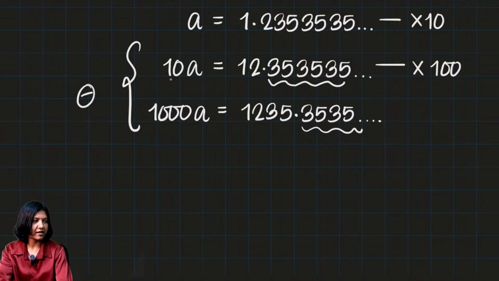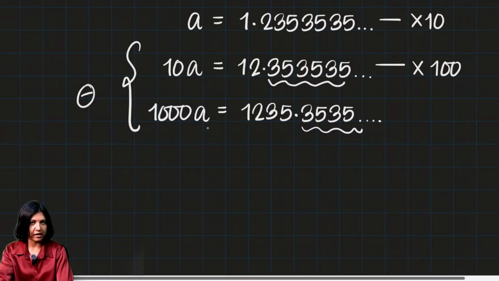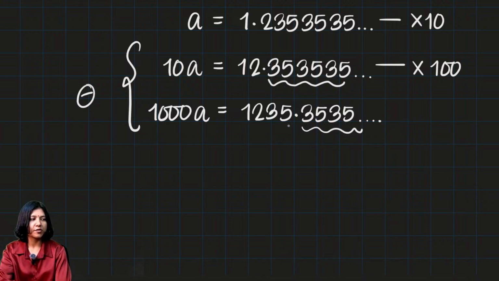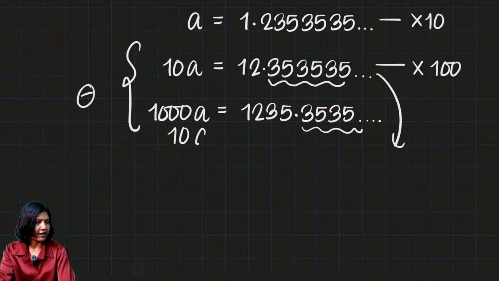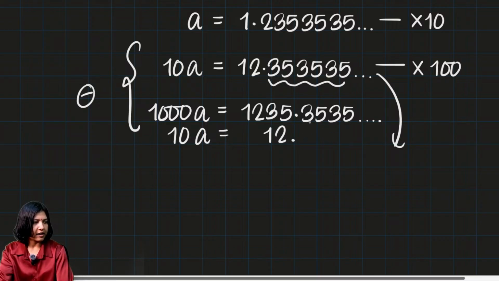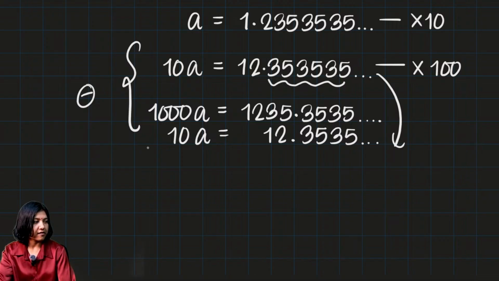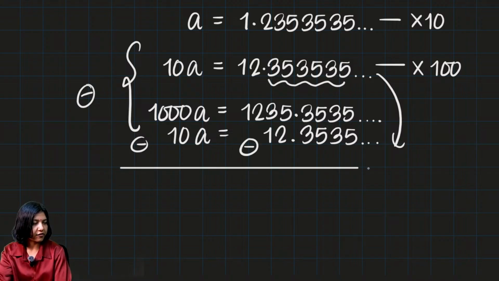So I'm subtracting 10a from 1000a. I'm subtracting 12.3535 from 1235.3535. You can write this equation once again so that you have the lower values at the bottom and subtract the like terms and the like decimals. The decimals are completely the same, so I can get rid of them easily. Subtracting is just taking the numbers and finding the difference.